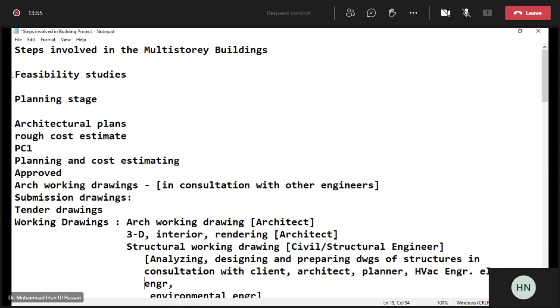You know that initially the site is decided and a feasibility study is carried out for the project, and definitely the planning stage. It depends on whether the client is a government client or an individual client who is making a building. So feasibility is done, planning stage is done, then rough architectural, they consult with the architect at this stage, where the architect develops the plans and a rough cost estimate is carried out.